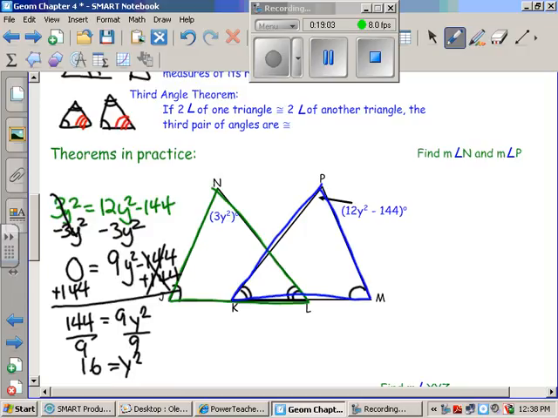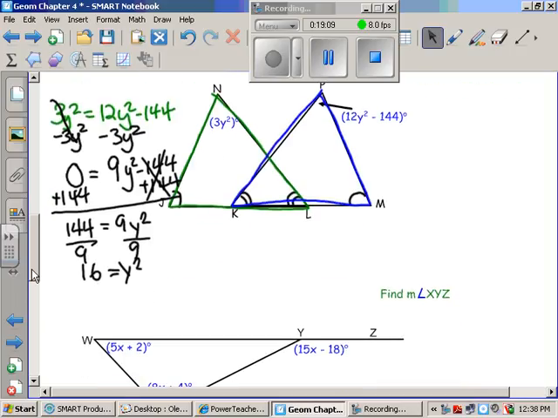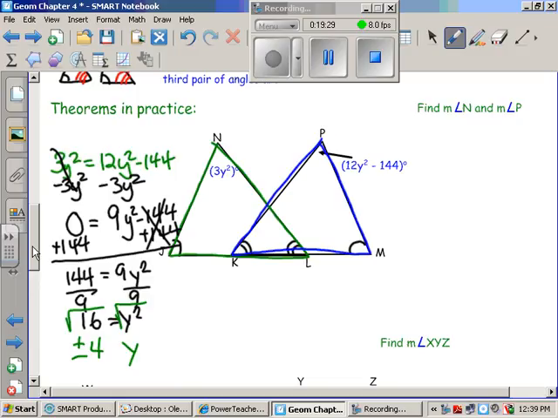Okay, now how can I solve for y squared? Exactly, square root. Okay, square root of y squared is y. Square root of 16 is plus or minus 4. Remember, because you can have negative 4 times negative 4 or positive 4 times positive 4. And so to find angle N or angle P, I'm just going to take my 4s and plug them in there. Does it matter if I plug in a positive or negative 4? No, because I'm squaring it. So either one's going to give me the same answer.